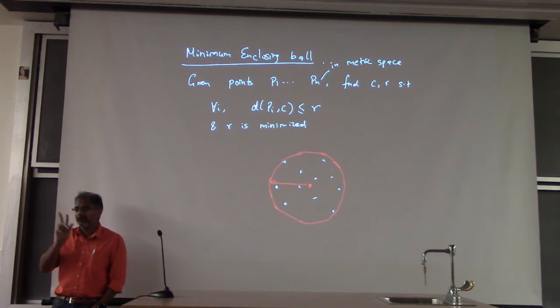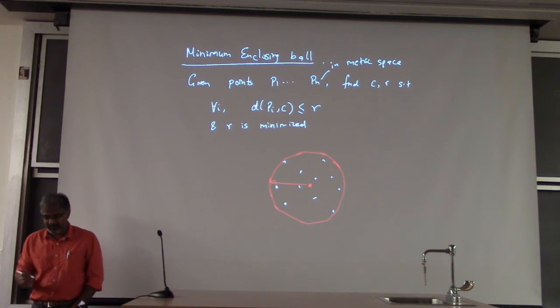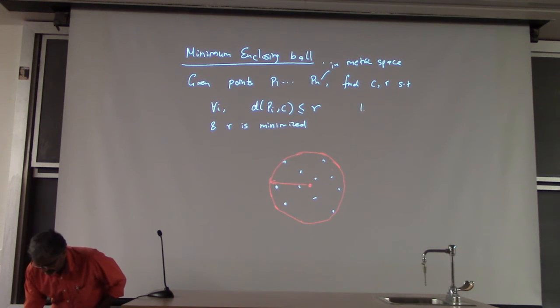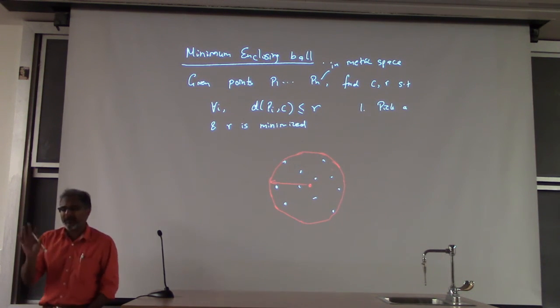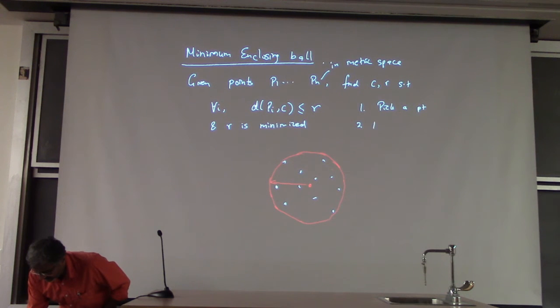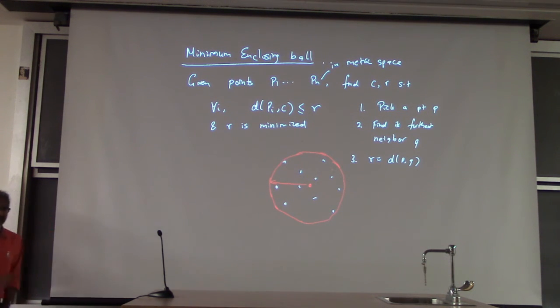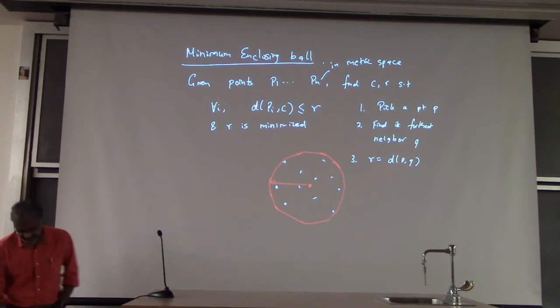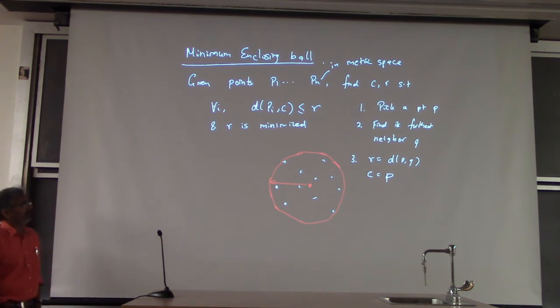So first I'm going to give you a very simple 2-approximation. The algorithm is so simple, I'll just write it right here. Step 1, pick a point. So let's say all I want to do is find R for now. Once you find R, you can find the center. Just pick a point P, find its furthest neighbor Q, set R equal to the distance of P to Q. That's it. And let P be the center, so set C equal to P. Done. So take any point, find its furthest neighbor in linear time just by scanning the other points, and say that's my answer.